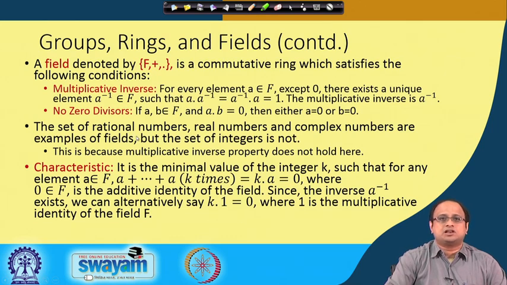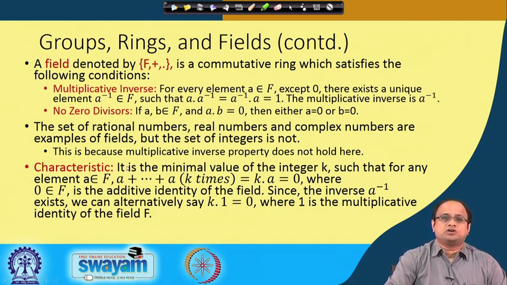So, the sets of rational numbers, real numbers and complex numbers are examples of fields, but the set of integers is not an example of a field. Why? Because the multiplicative inverse property will not hold. Suppose 5 is an integer, and 1 by 5 is its inverse, but 1 by 5 is not an integer. Therefore, it does not have a multiplicative inverse in the set of integers.